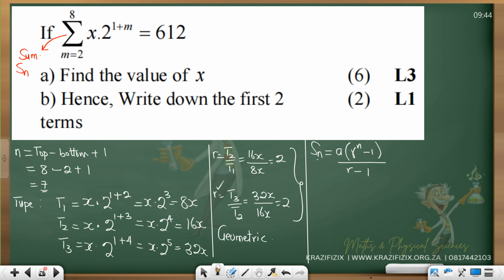Now, the sum, oh, that is 612, because they told me it is equal to that. What is my A? Don't forget, A is always the first term, 8x. What is R? R is 2. What is N? We got 7. Over 2 minus 1, which is 1. Oh, beautiful. Can we then simplify? Let me write this out. So 612 is 8x into 2 to the power 7.